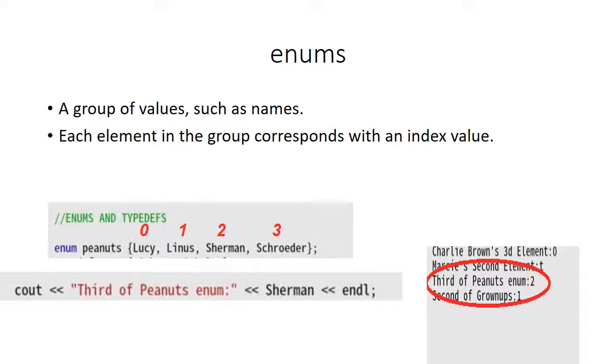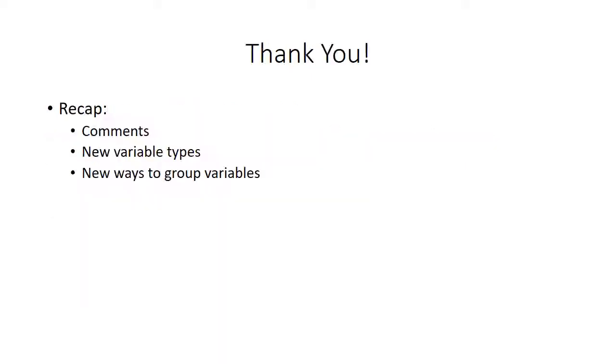And the enum, just like the array and the vector, you use an index value. And of course, the index value always begins with 0. It's easy to drop that ball, as you saw when I made that error 2 slides back.